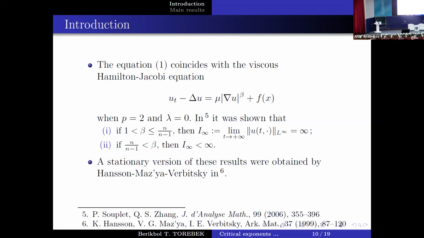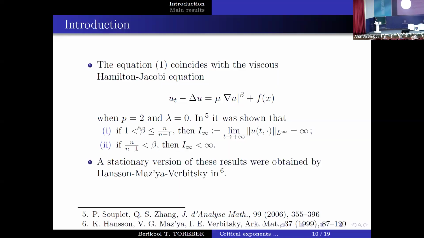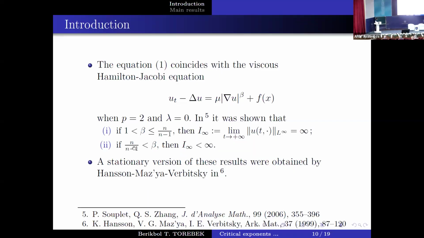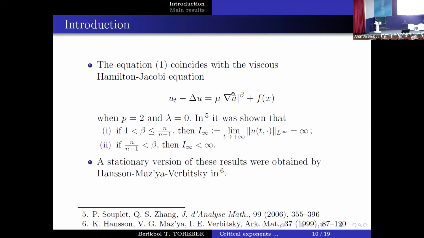And the stationary version of this problem was considered by Hansson, Maz'ya, and Verbitsky. Stationary version, I mean the elliptic case of this problem. And they proved that within this range, there is no solution of the elliptic problem. But in this case, there exists a positive solution of the elliptic problem. This part. Yeah.